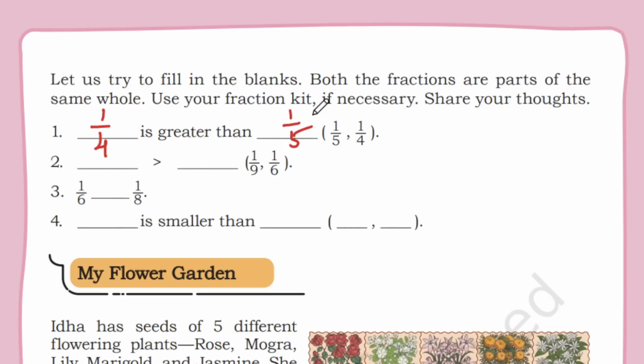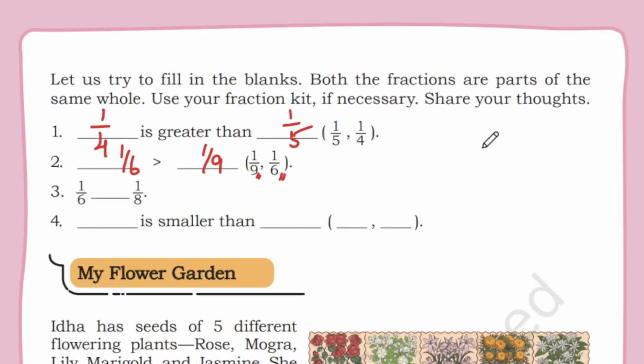It is very, very simple. So you need not use the fraction kit also. By seeing it itself, you can get the answer. Okay, next. So next we have, which is greater, 1 by 9 or 1 by 6? This is given with only 6 people, but this is given with 9 people. So the piece will obviously get reduced. So 1 by 6 is greater and 1 by 9 is smaller.